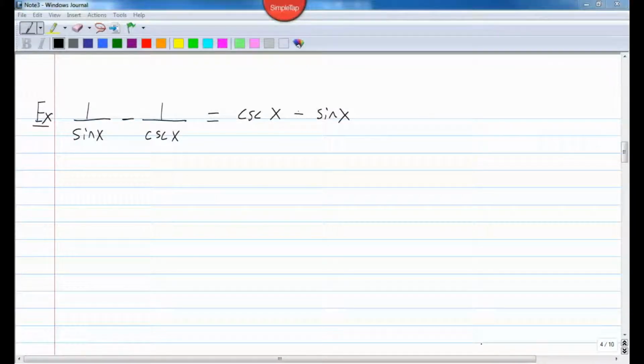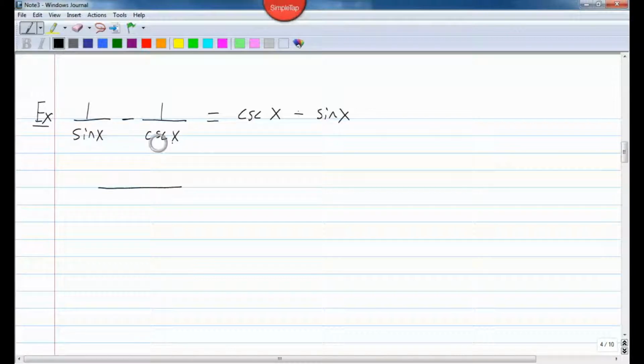Let's take a look at this identity. So I see two fractions on one side. I see two of the same trig functions on the other side. Not a lot we could do with the right side of the equation with what we know so far. So what we'll do is we have fractions on the left side. Let's see if getting a common denominator does anything.